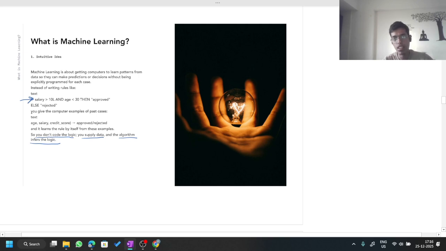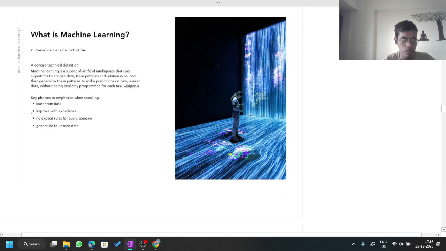So machine learning is about passing the data and picking a model, where the model tries to learn the patterns, or conditions, from the data and applies them on the data we pass in the future to make decisions or predictions. A formal definition is that it is a subset of artificial intelligence. Algorithms are used to analyze data, learn patterns and relationships between them, and generalize these patterns, based on the learned rules, to make predictions on new unseen data.